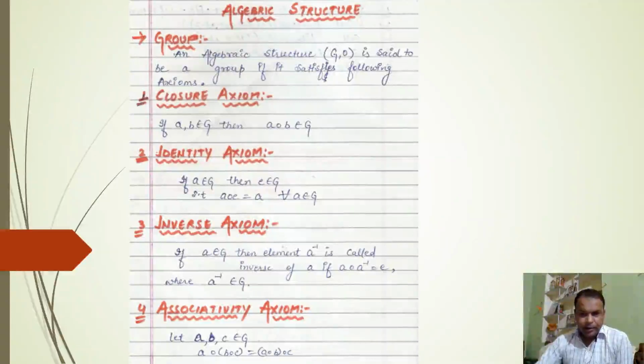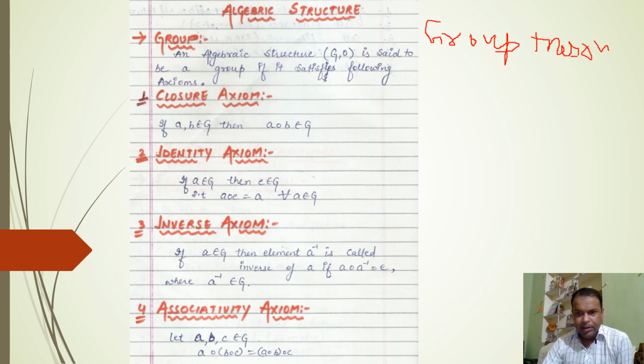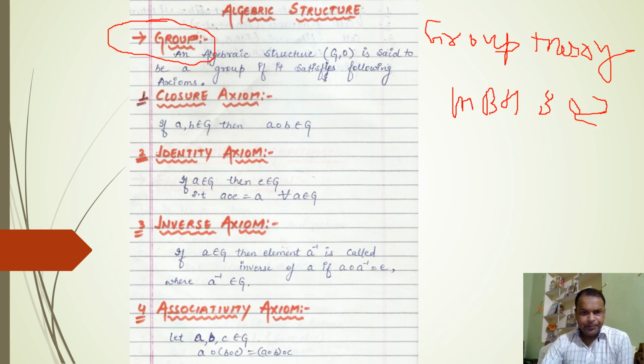Hello students, a hearty welcome to semester 3 of your program, and here I am taking a new course, group theory, and this is the first part of group theory. In your semester 5 you will study the second part of group theory, and this course code is MBH302. This course is based on group, which is very useful for computer architecture.